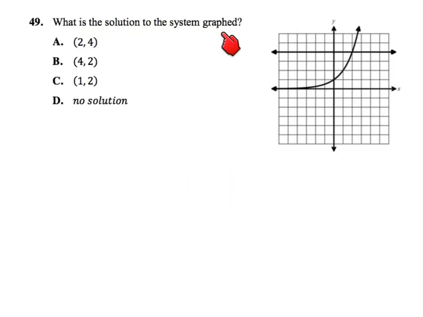49. What is the solution of the system graphed? Another easy one. Our solution, that's where they intersect, right? That's a system. Solution is the point of intersection. Our solution is 2, 4, because there it is. Go over 2, up 4, there's our point, 2, 4. There's our solution.